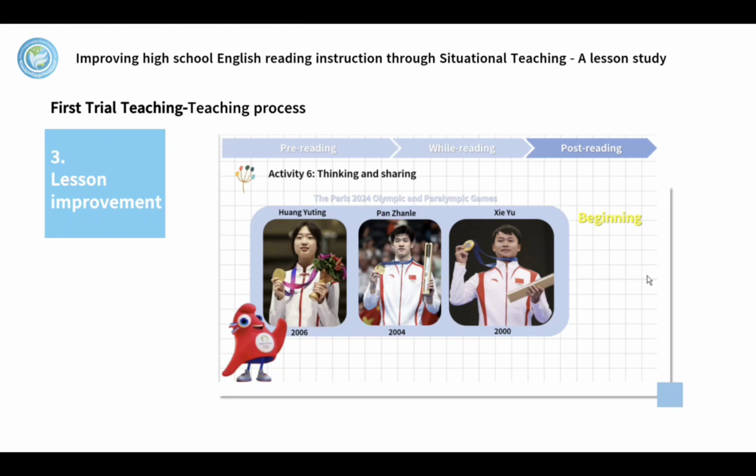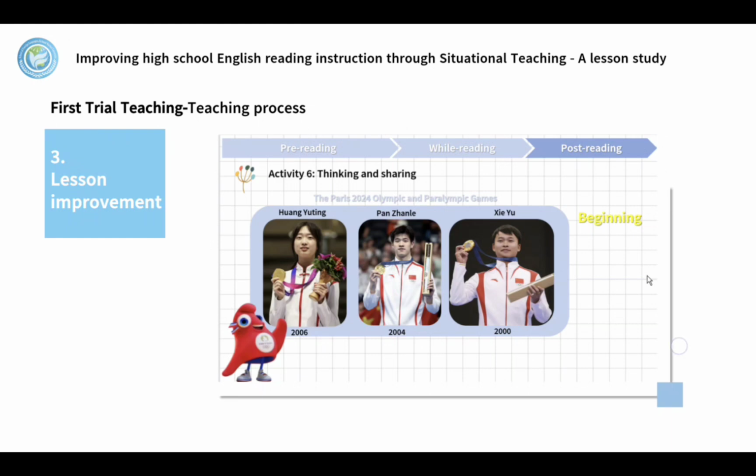And then the teacher will guide the students to go beyond the text, relate it to their own actual situation, and later, in connection with the current hot topic of the Olympic Games, the teacher showed 3 Olympic champions, Huang Yuting, Pan Zhanle, and Xie Yu, who won their first medals in their lives and inspired the students to have the Olympic spirit of higher, faster, stronger in the new stage of high school, with a positive attitude and not afraid of difficulties.